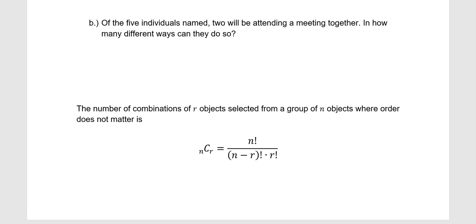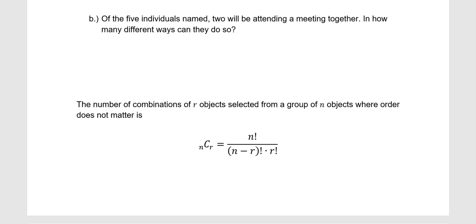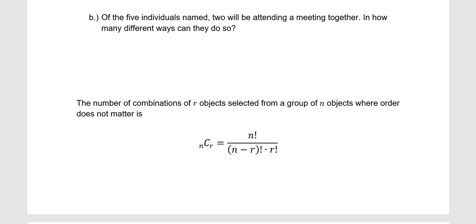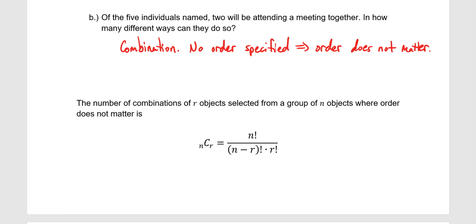For the next one, of the 5 individuals that were named previously, 2 will be attending a meeting together. We want to know how many different ways they can do this. Since no order was specified, it just says that 2 are going to be attending, that means order does not matter. So that means it's going to be a combination.